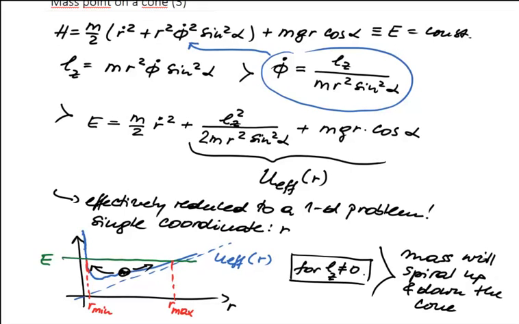And that's also what's going to happen if you have no angular momentum. It will just slide down to the bottom of the cone. But if you do have angular momentum, it will spiral up and down. And that's a consequence of angular momentum conservation.